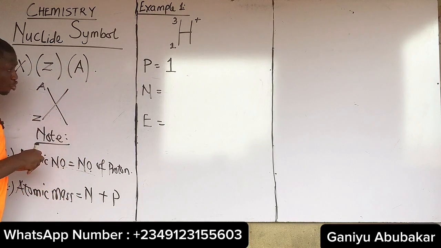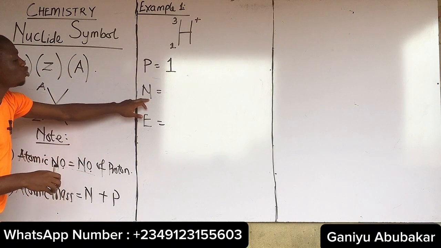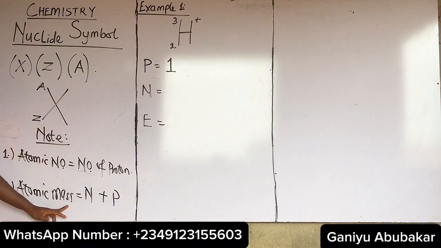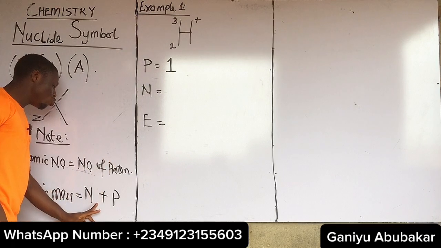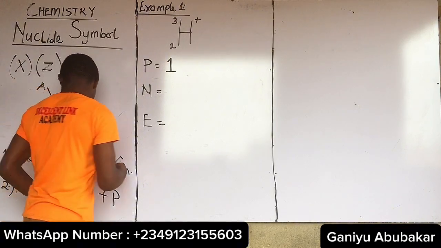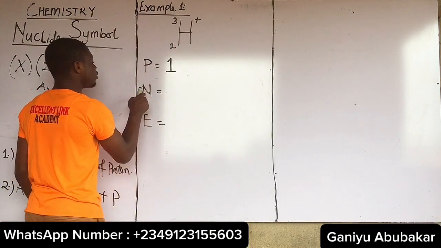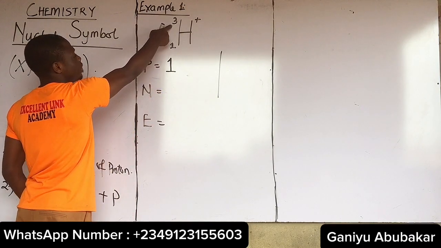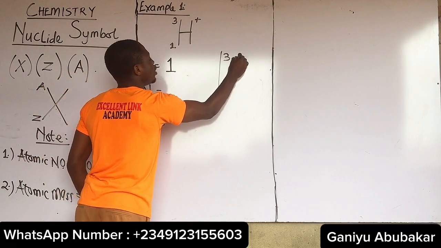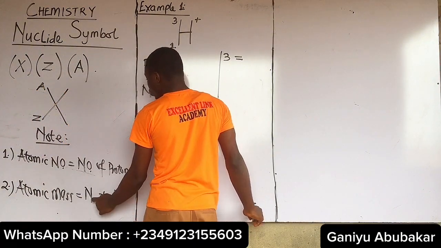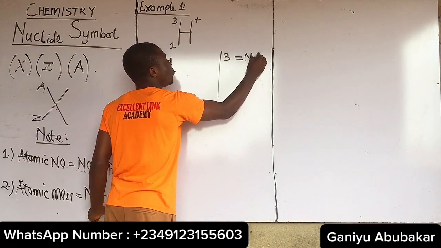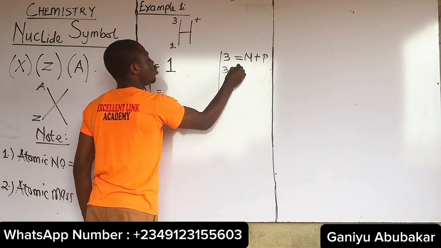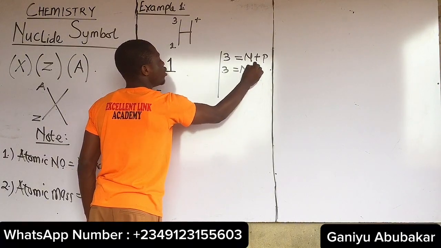Let's get the neutron. The idea is quite simple. We established that the atomic mass is equal to the sum of neutron plus proton. To get the neutron, what is my atomic mass? The atomic mass is this one here, 3. So 3 is equal to the neutron that I'm looking for, plus the proton. We don't know the neutron yet, plus the proton.